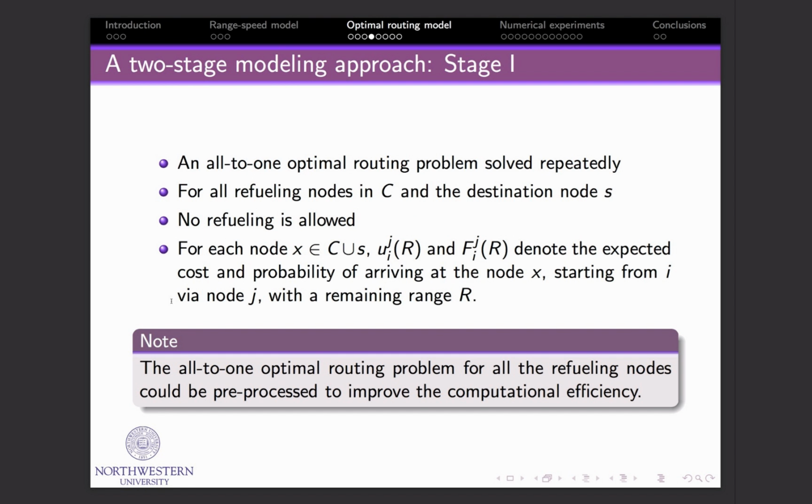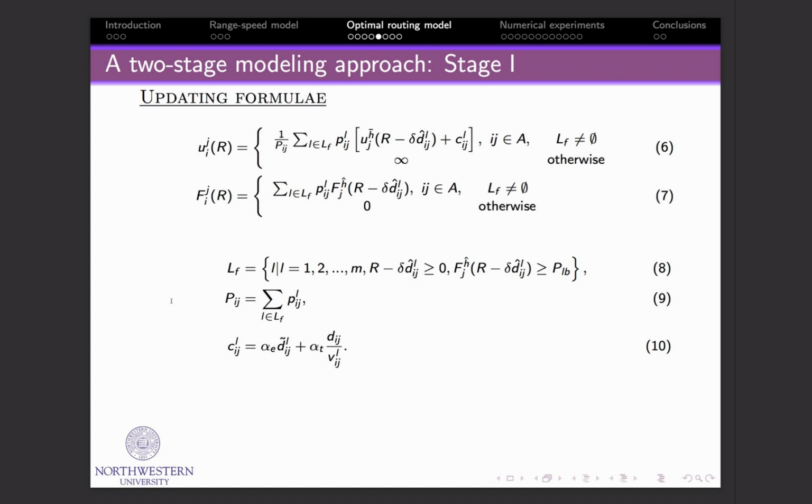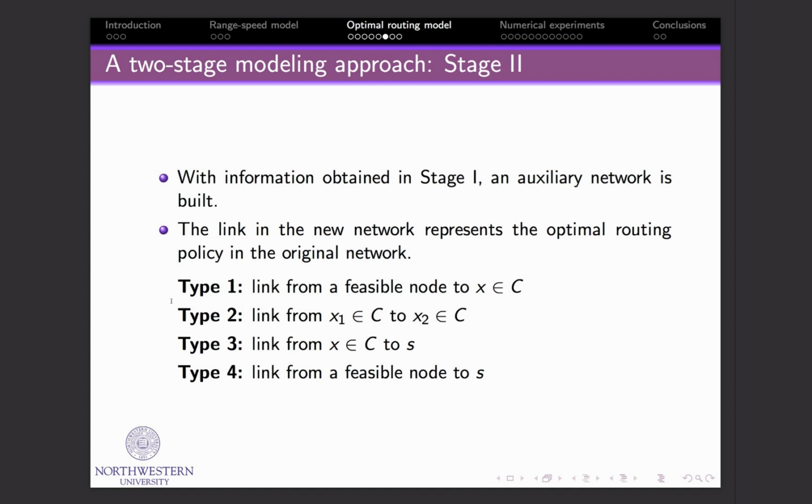And here is the updating formula. Basically, it's a dynamic programming and labeling algorithm. And we can prove that the routing policy generated by this updating formula is optimal. But due to the time limit, I won't explain the details of the proof here.